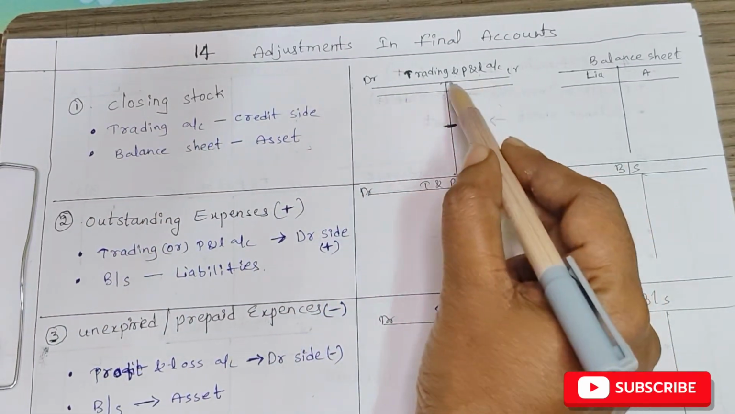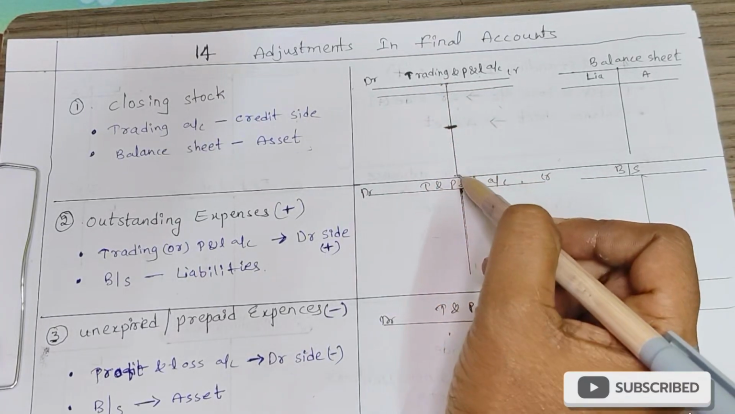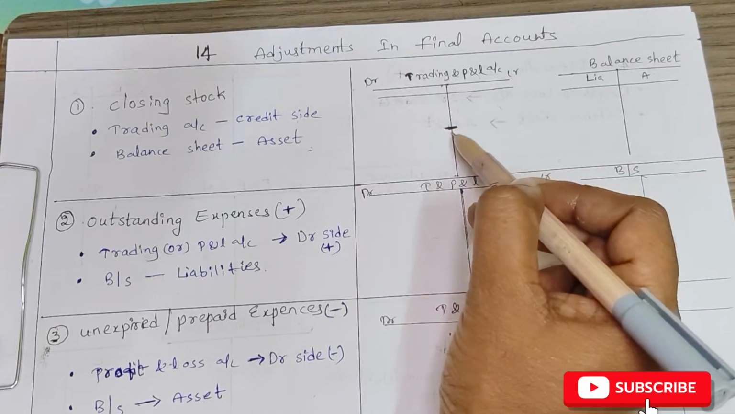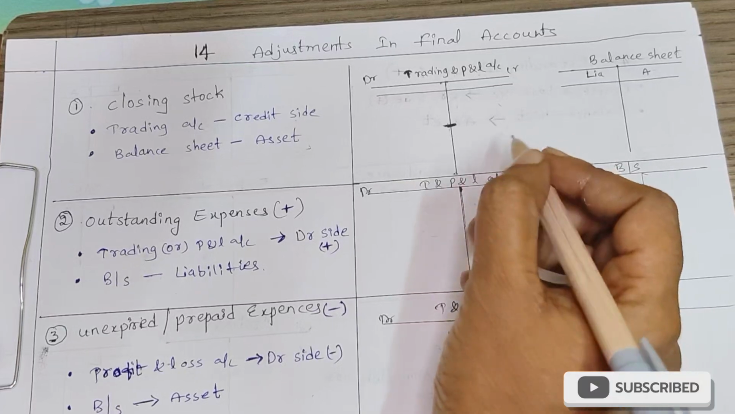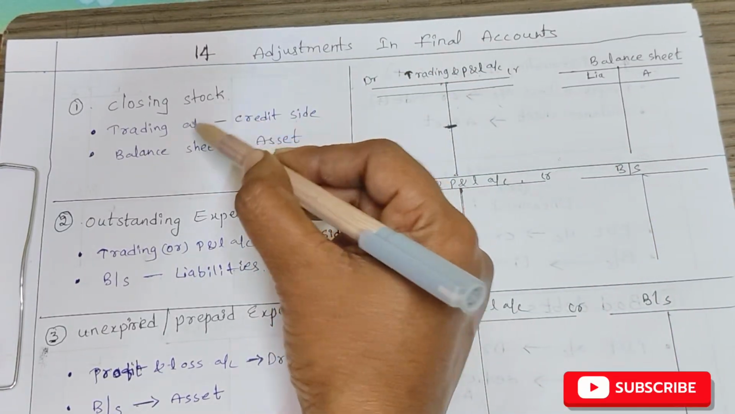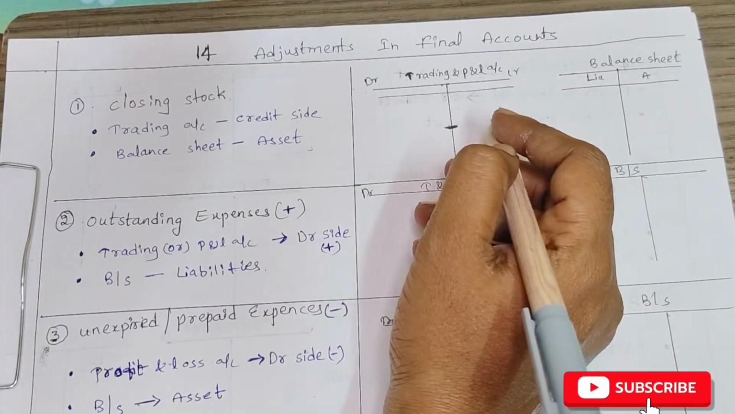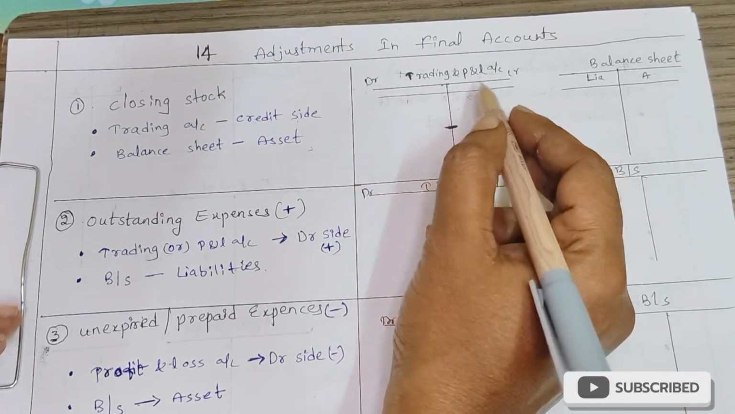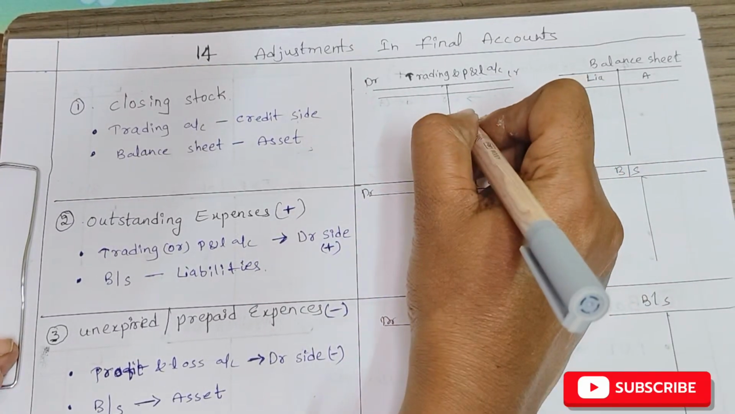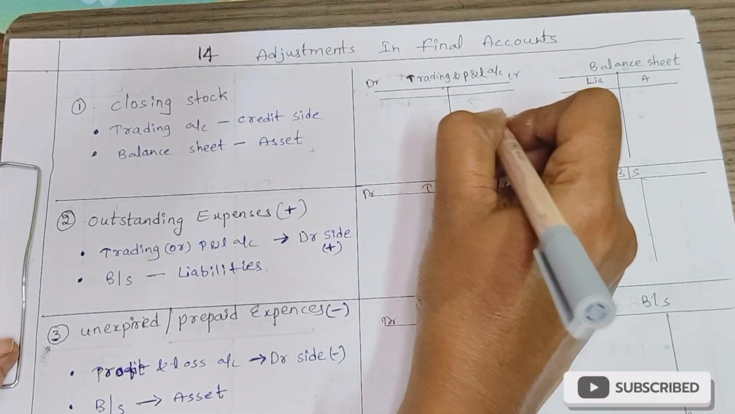For example, here I have taken trading account as well as profit and loss account. Up to here is the trading account, from here onwards the profit and loss account. So if it is closing stock, how to adjust? Trading account credit side. So this is the debit side, this is the credit side. Left hand side debit, right hand side credit. Okay. So I'm writing here: by closing stock.